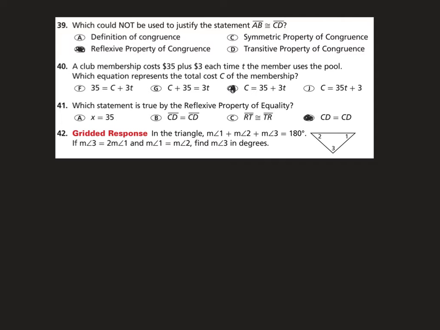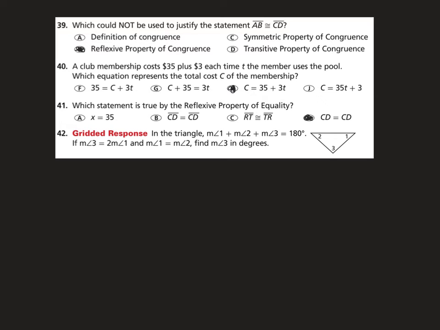Okay, and finally 42. In the triangle, measure of angle 1 plus measure of angle 2 plus measure of angle 3 equals 180 degrees. If angle 3 equals 2 times measure of angle 1, and measure of angle 1 equals measure of angle 2, find the measure of angle 3 in degrees.